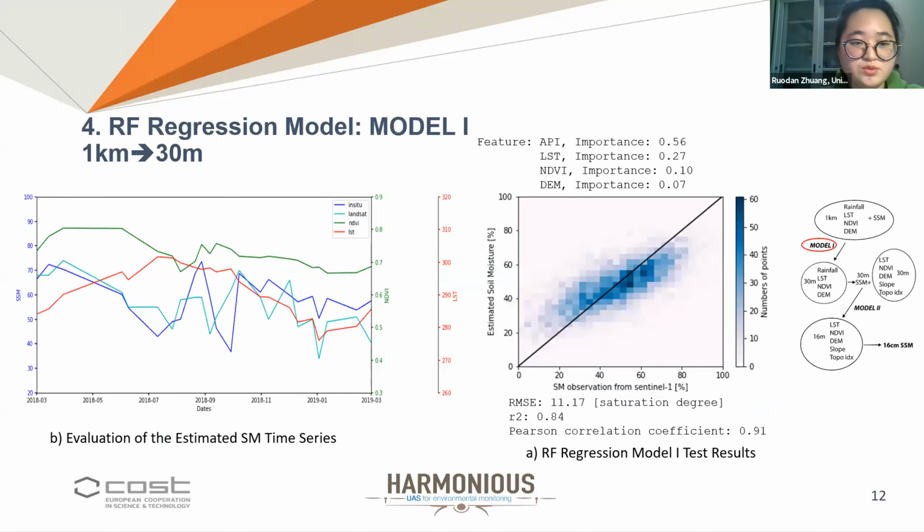The first model was trained with 5 years of 1 kilometer soil moisture data and land surface features, including rainfall, land surface temperature, NDVI, and DEM. The test result of the model is quite satisfactory, as in Figure A, and we found rainfall and land surface temperature show a high importance in the model. When we applied the model with 30-meter corresponding land surface features, the estimation of soil moisture time series is acceptable, as in Figure B. The dark blue line is the cosmic ray measured soil moisture, and the cyan line is the pixel value of estimated soil moisture.